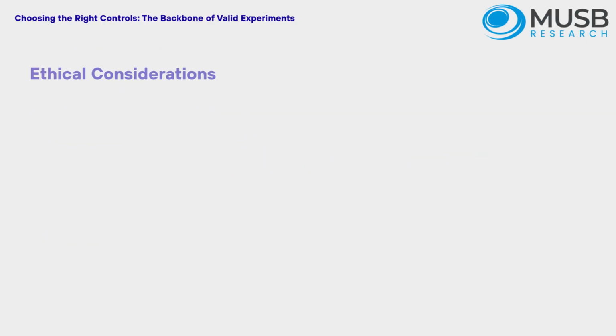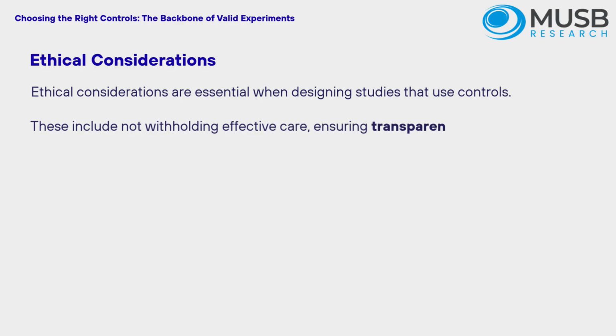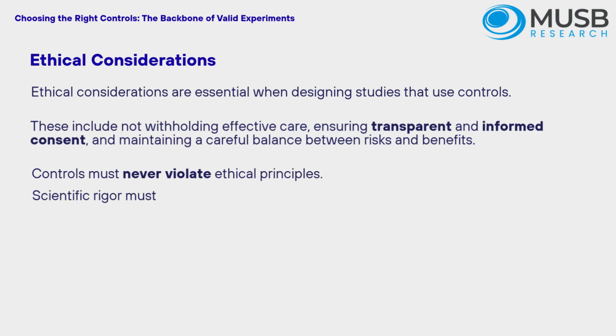Ethical considerations. Ethical considerations are essential when designing studies that use controls. These include not withholding effective care, ensuring transparent and informed consent, and maintaining a careful balance between risks and benefits. Controls must never violate ethical principles. Scientific rigor must always align with human responsibility.